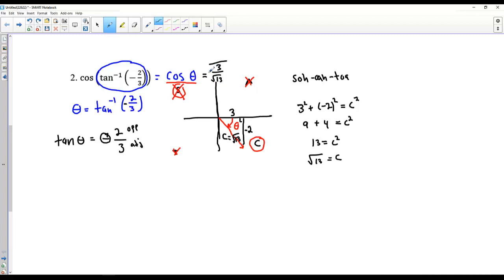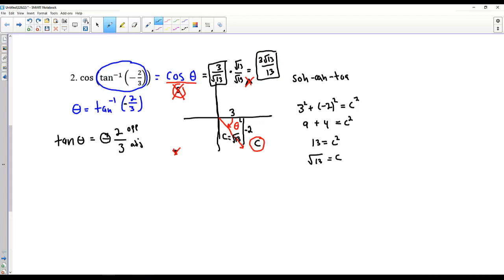And this is a fine answer, but remember, MyMathLab may want you to rationalize the denominator. So when you rationalize the denominator, you just multiply top and bottom by the square root of 13. And so that'll equal 3 root 13 on top and 13 on the bottom, because square root 13 times square root 13 is just 13. So that's another good answer, and that's the one MyMathLab will want.